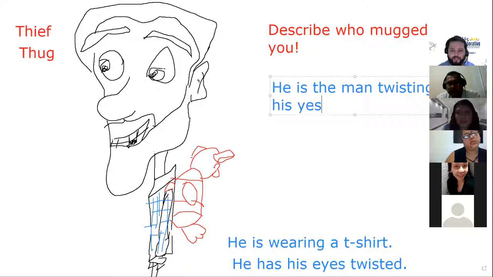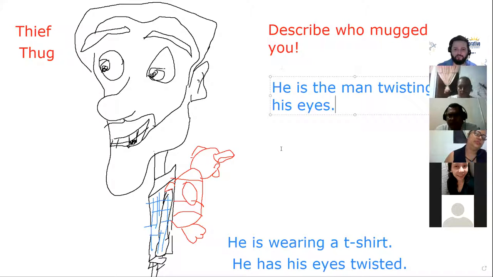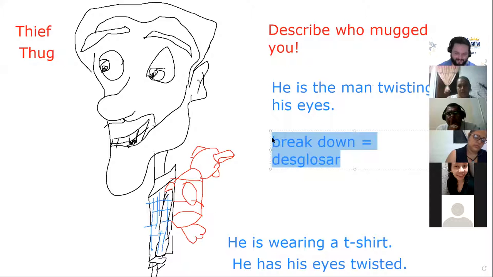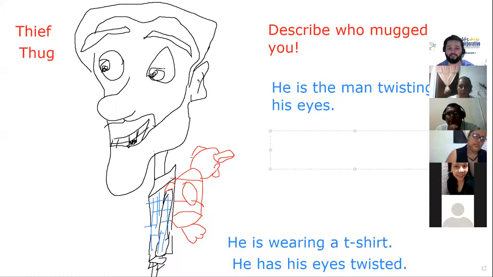Twisting. His eyes, okay? Very good. Now, guys, let's break this down. Repeat, guys: break down. Break down, guys, is with an S. Sorry, guys, this goes back. Very good. All right, guys, so he's the man twisting his eyes, okay, right?